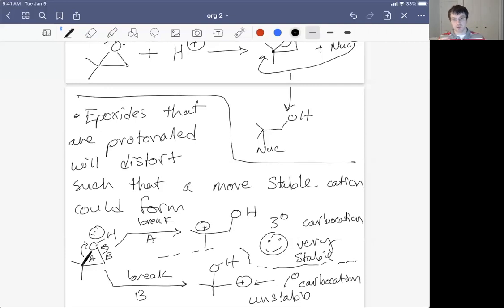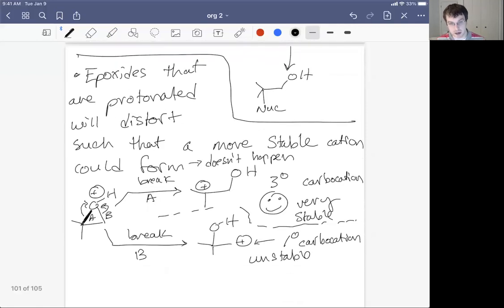Now, here's the thing. This is a really helpful sort of mnemonic or shortcut to figure out which of the two carbon atoms will be more likely to be distorted and build up greater positive charge and be more likely to accept a negatively charged nucleophile, but it doesn't happen. So such that a more stable cation could form, but this doesn't happen. I don't include carbocations in my mechanism because they do not form. So this comes with a huge caveat, but the carbocation doesn't form.